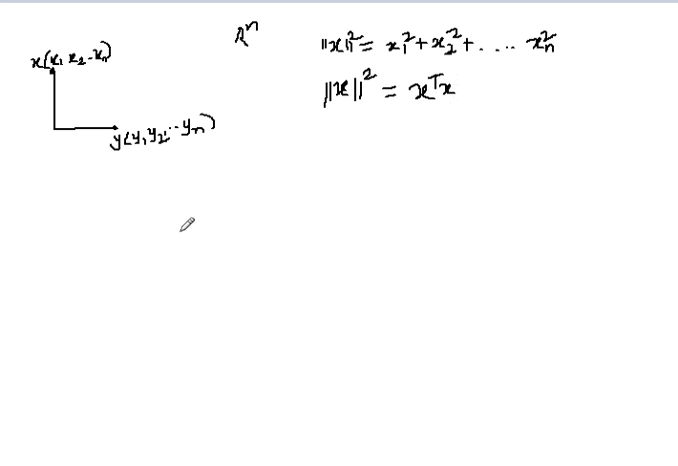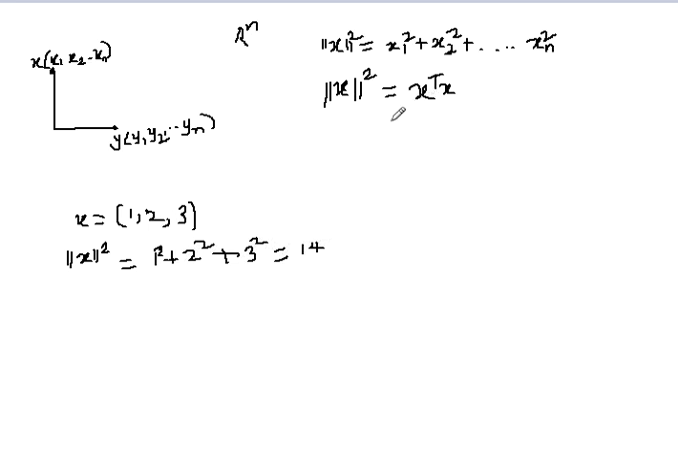For example, if we take x equal to 1, 2, 3, then the magnitude of x squared would be equal to 1 square plus 2 square plus 3 square, which is equal to 1 plus 4 plus 9, so that is 14.